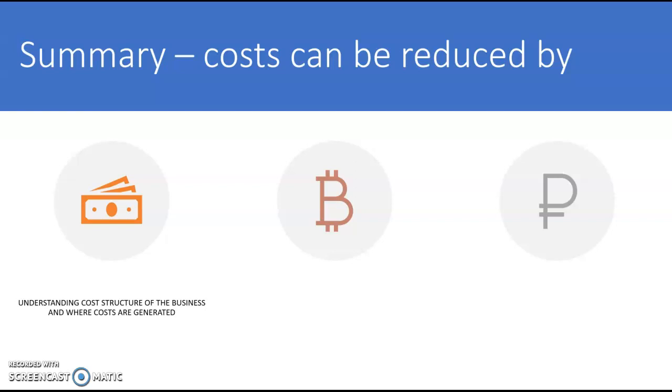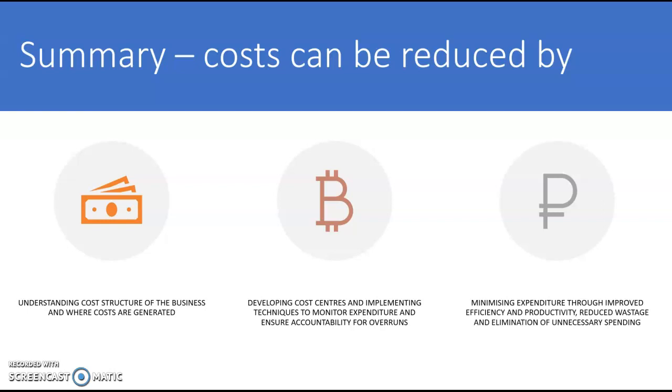So in summary, costs can be reduced in a business by understanding the cost structure of the business and where costs are generated. They can be reduced by developing cost centers and implementing techniques to monitor expenditure and ensure accountability for any cost overruns. And finally, we can minimize our expenditure through improved efficiency and productivity, reduced waste, and elimination of any unnecessary spending.